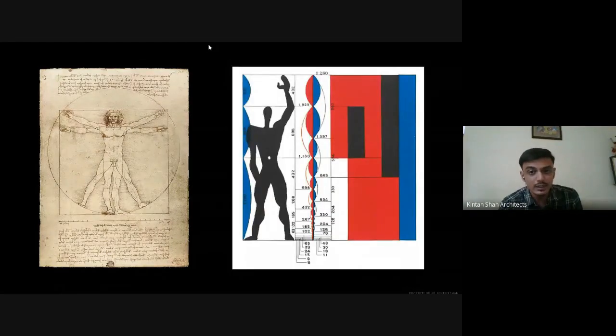The second one that interests me again is the Modular Man of Le Corbusier. Now again, here you see that fractal geometry, that sequence of the Fibonacci series, and how those divided portions add up to give human proportions. And then this is the abstracted version that you see on the right side, of the same.